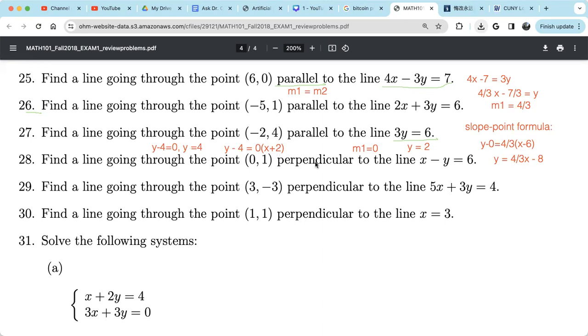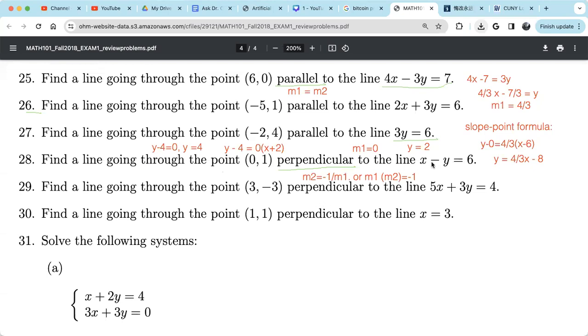Okay, 28 is similar. We are given this equation. We want to find a slope from here, then use this point. Oh, hold on. 28 is different because 28 is perpendicular. So the key word here is perpendicular. If two lines are perpendicular, we have this relationship: M2 equals negative 1 over M1, or M1 multiplied by M2 equals negative 1, right? So basically, they are the opposite inverse of each other.